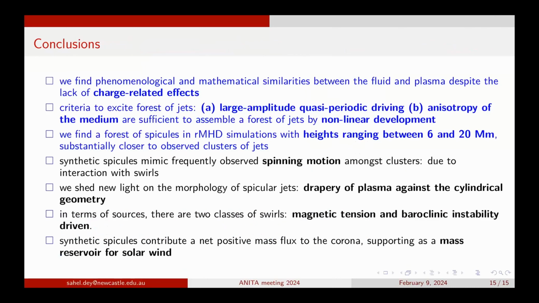So here is my conclusion. We talked about the generation mechanism, where we find that large amplitude oscillations and anisotropy are sufficient to assemble the nonlinear development and can generate these jets. In the 3D simulation, we find this drapery-like plasma, and there are at least two different source terms which can generate these swirls, and we see the importance of the coupling between these two things, spicules and swirls. With this I'll stop here.